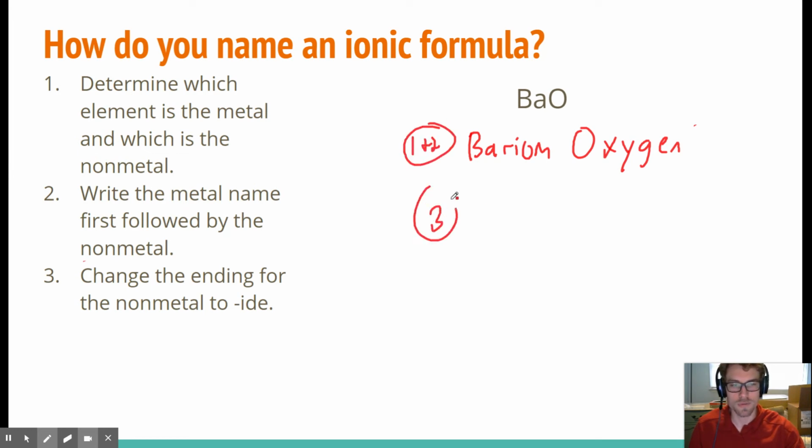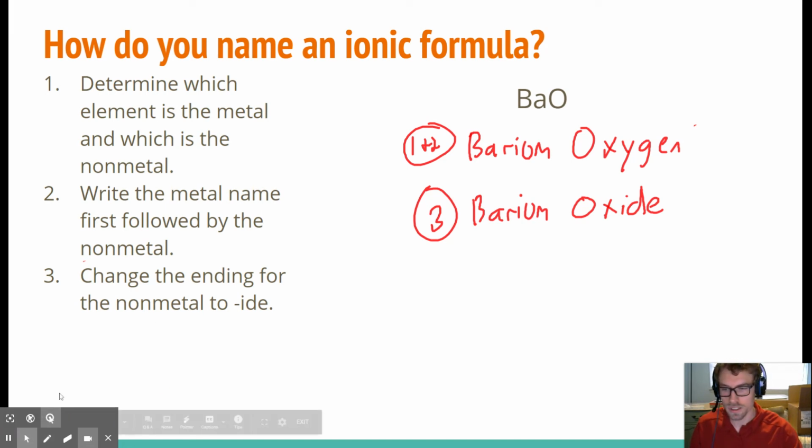Here is step 3. We got to change the ending for the nonmetal. So we leave the metal alone. So that's still barium. And then we need to change this to an IDE ending. And usually this is going to happen before some vowel. So in this case, it's going to become oxide. So there's our IDE ending. And there's our answer, right? Barium oxide, that is BaO, barium oxide.